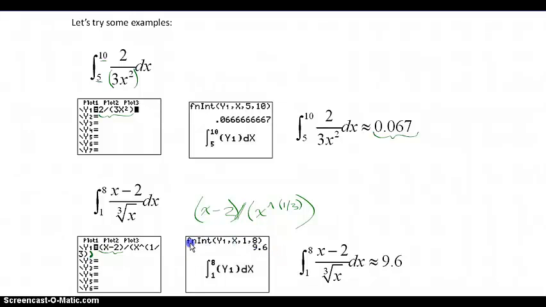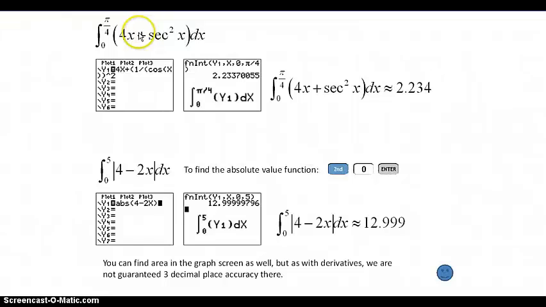So again, pull up, hit the math button, pull up number 9, FNINT, enter, hitting the vars button, enter y1, comma x, comma lower limit, comma upper limit, close parentheses, and hit enter, and you're guaranteed that that is the exact area in the plane. Here are a couple more examples that you can try.